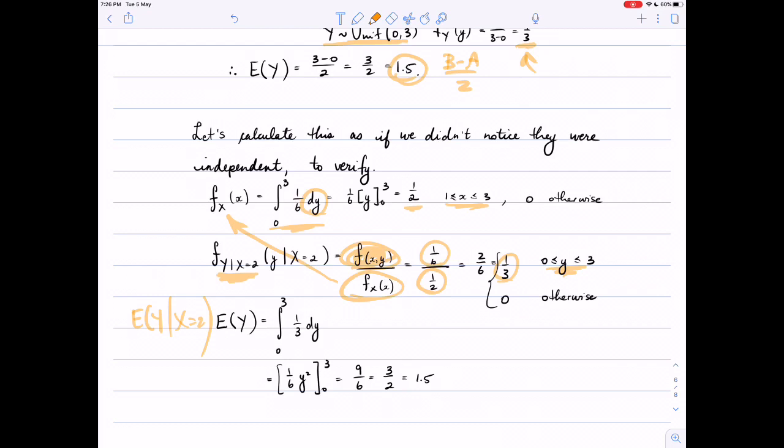The expected value of y given x equals 2 is the expected value of y. We wouldn't have known that if we didn't notice. We would integrate y times 1/3. Somehow y appeared in the antiderivative, and we would get the expected value of y given x equals 2 is 1.5, which was the value that we had above by noticing that these were independent.